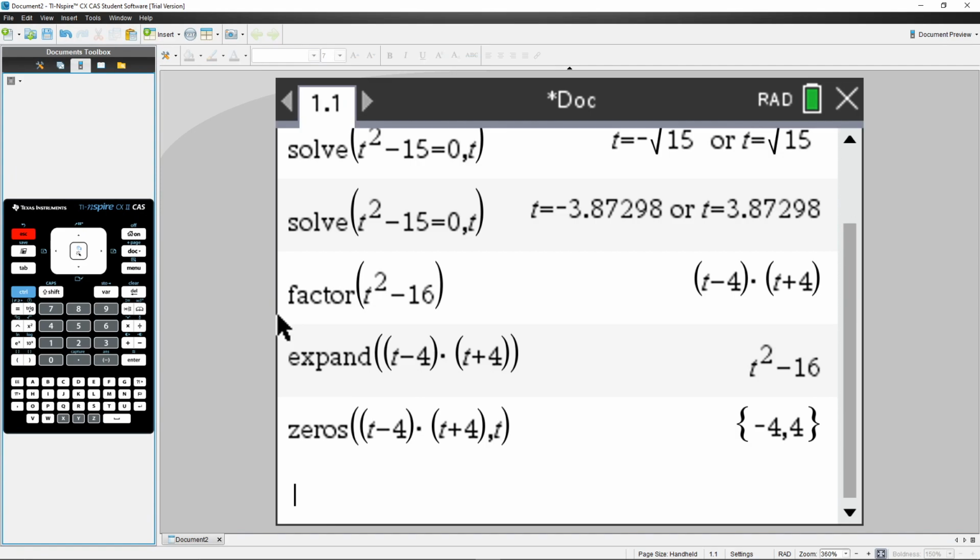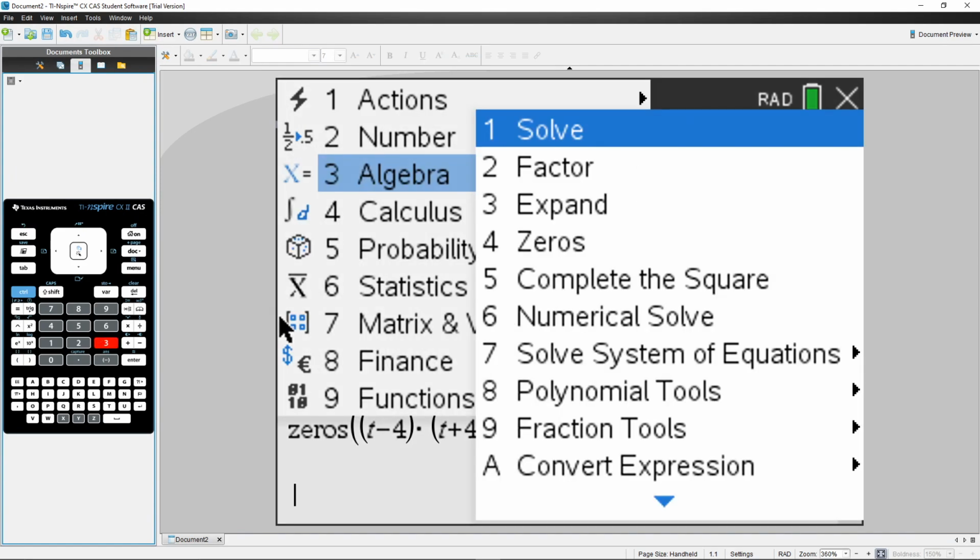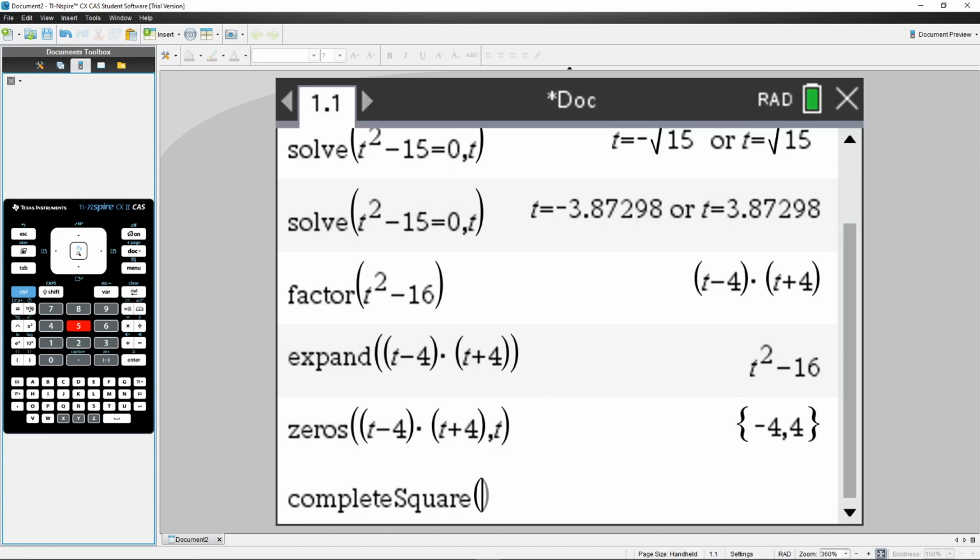So let's get back to different functions. If you hit menu 3, and in this case we want to complete the square, number 5. Completing the square is when you add or subtract values on each side of an equation to allow for a perfect square binomial factor. This is especially useful when you're trying to solve for a circle, when you're trying to figure out what the center of a circle is and things like that.